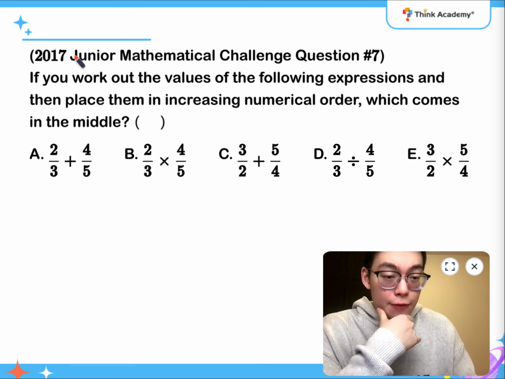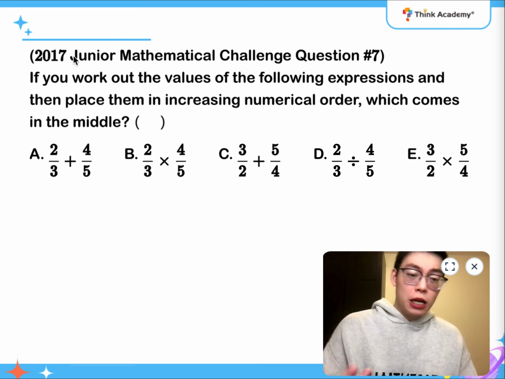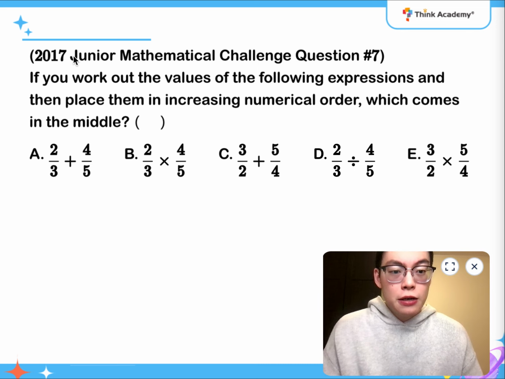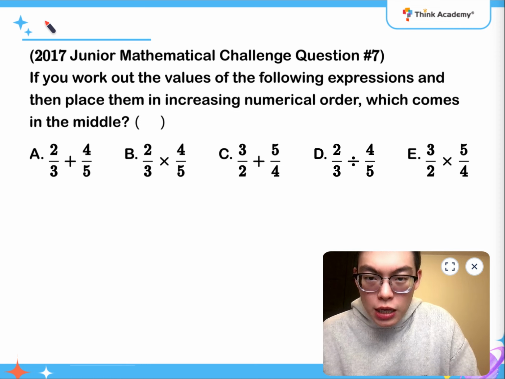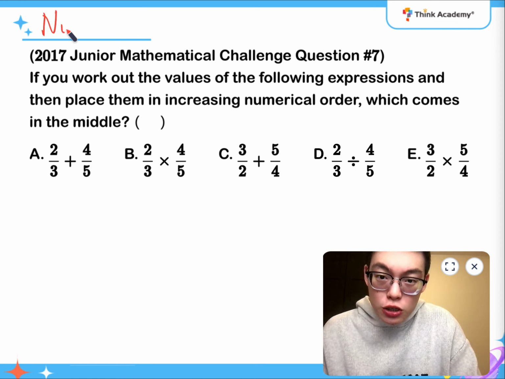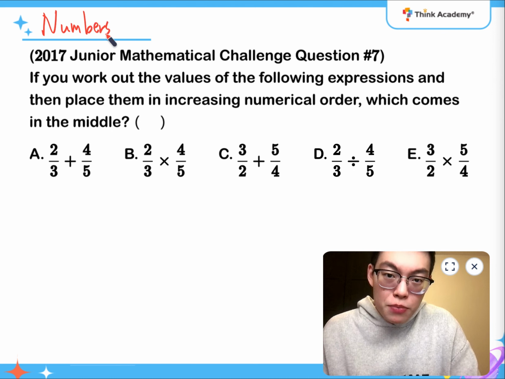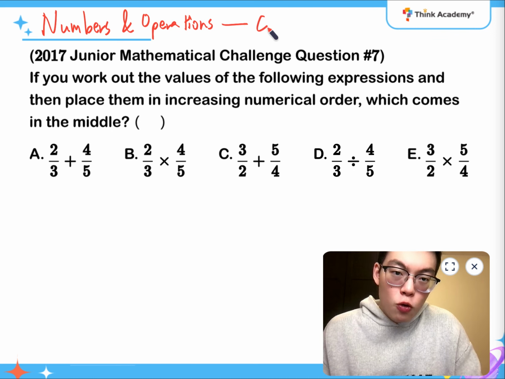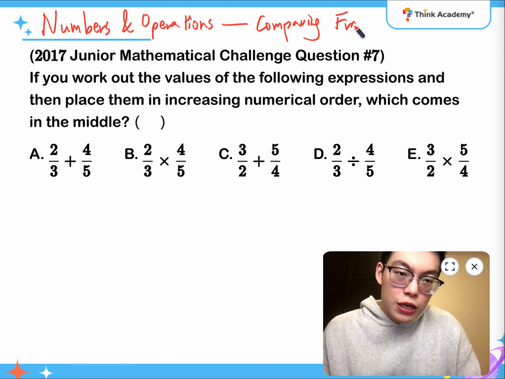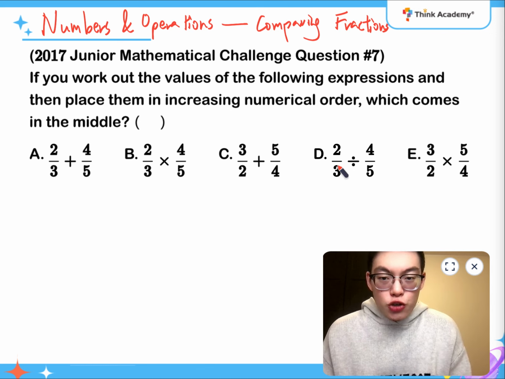And question 7 might be a little bit clumsy if you don't have any specific tricks to solve this question, because it's about comparing fractions. So it belongs to the numbers and operations. And it will be comparing fractions. So first of all, we can try to get the values of each of these numbers.